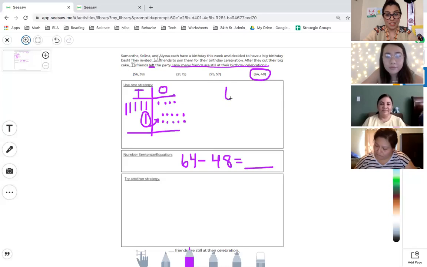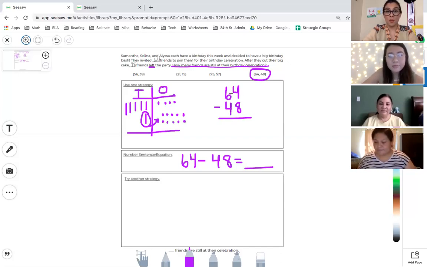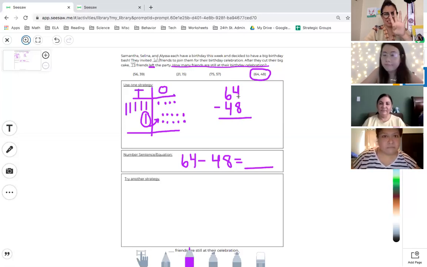So we have 64 on the top because our whole number is always on the top. And then we have our minus. And then 48 is lined up with each of the tens and the ones. All right. So we have our 64, but I notice that I cannot subtract. We always want to start with our ones. I can't subtract 8 from 4. That's kind of impossible, right? There's no more left. So I need to regroup.